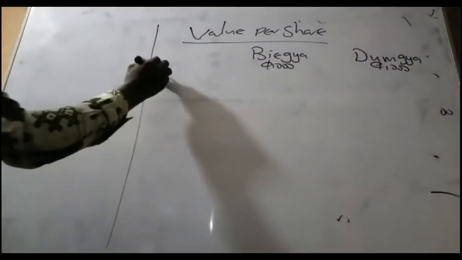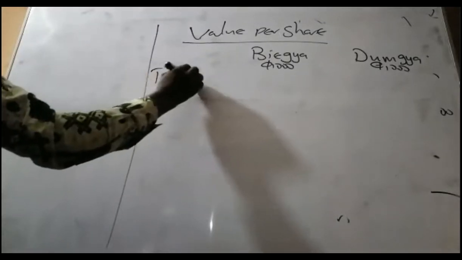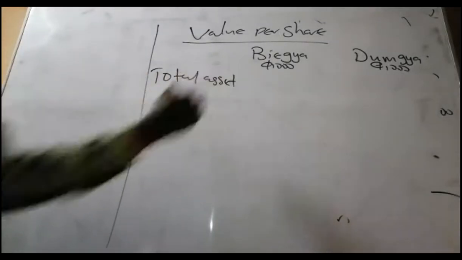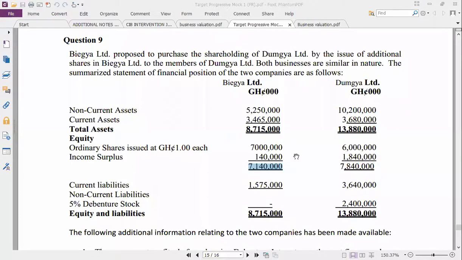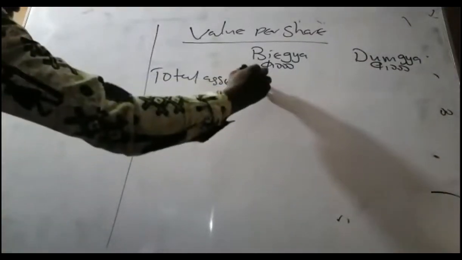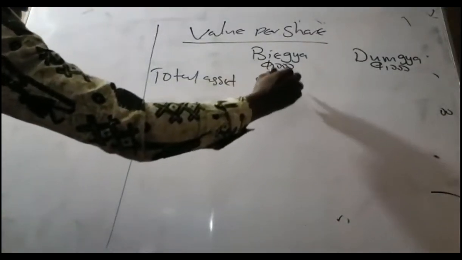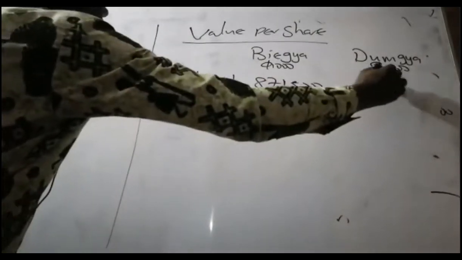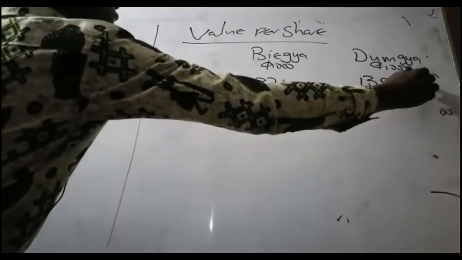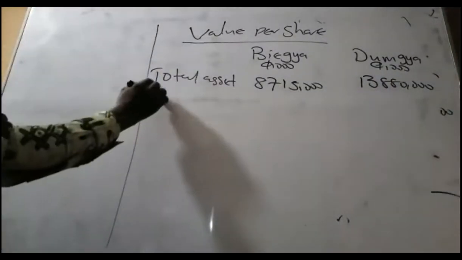You start with your total assets. Write your total assets down. You go to the question and pick the total assets from the question. Where's the total asset? Total asset is here. Bija is 8,715,000. Then Dumja is 13,880,123. That's Dumja.